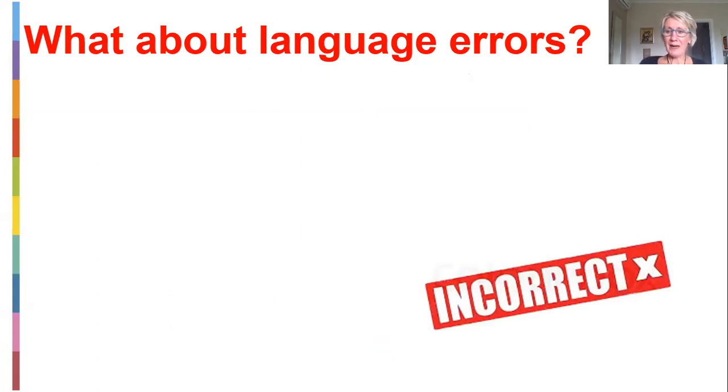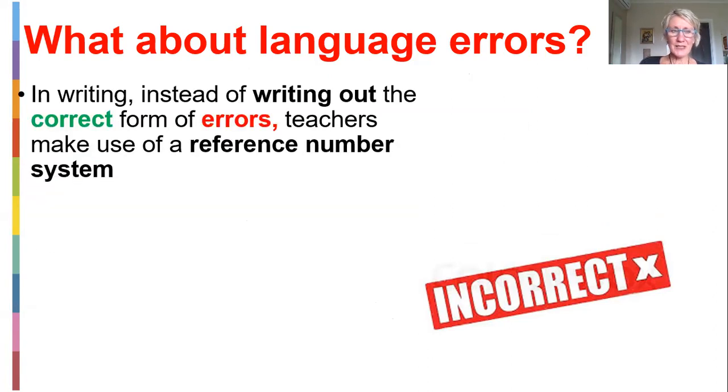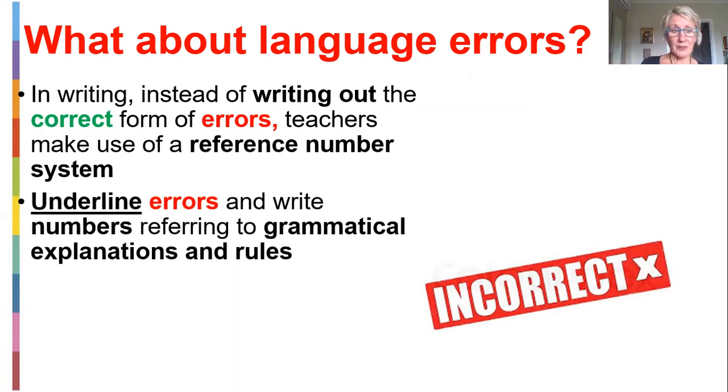But you might say, what about language errors? I need to correct. Where's my red pen? I never use the red pen to correct because I think it's terrible. It's a very aggressive way of showing students what's going wrong. So in writing, instead of writing out the correct form of the errors, which a lot of teachers do, you can make them use a reference numbering system, which works quite nicely in this example. So you could underline the errors and then write a number with a grammatical explanation of those errors.